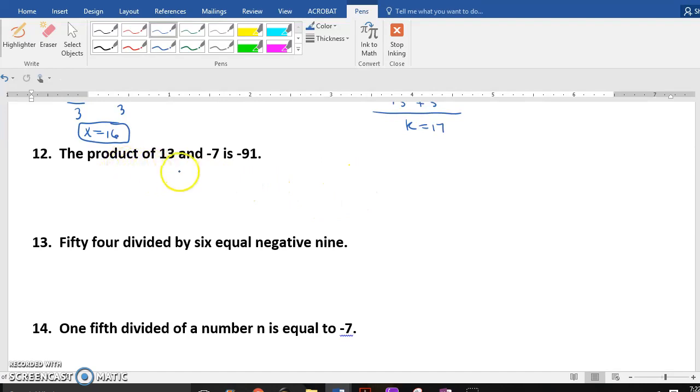Okay, number 12, the product. You have to remember, product means multiplication. So the product of 13 and negative 7 is negative 91. So 13 times negative 7 tells you to put that equal sign, equals negative 91. Is this a true or a false statement? It is a true statement.